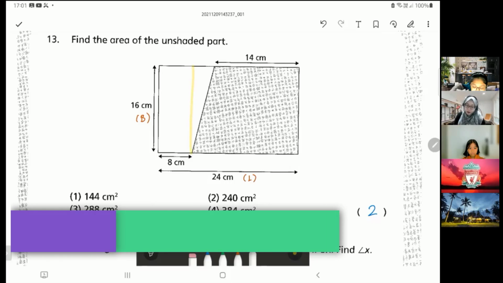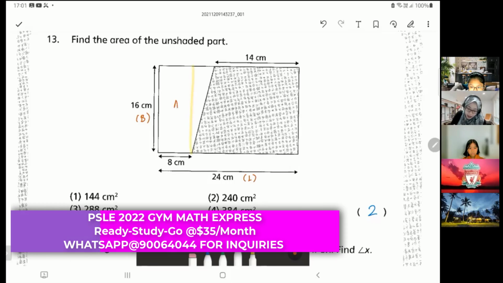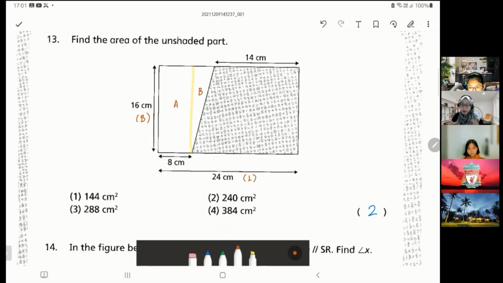See? Okay, so I can label this as A, this is a rectangle, and this is a triangle B. Okay, like that. Now I label. So I know that I want to find A and B added together. That is what I want to find. But the thing is, do I know all the sides? Not yet.